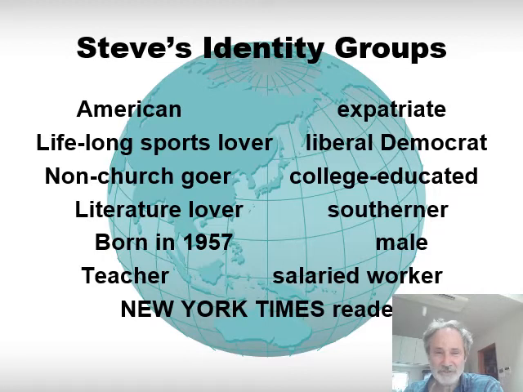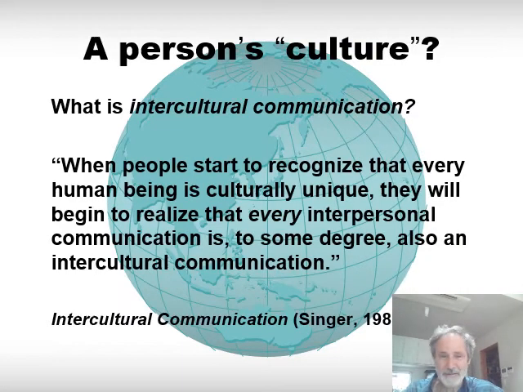These are just some identity groups that I belong to. And maybe, if you think of a group of American people or a group of people who were born in 1957, or an expatriate, a person who doesn't live in his own country, groups of expatriates. There's lots of different groups. I read the New York Times, so people who read the New York Times have a very similar way of thinking. So these are just examples of some of the groups I belong to. And each of you can think of a set of groups like this that you belong to. So each person belongs to many, many different cultures.